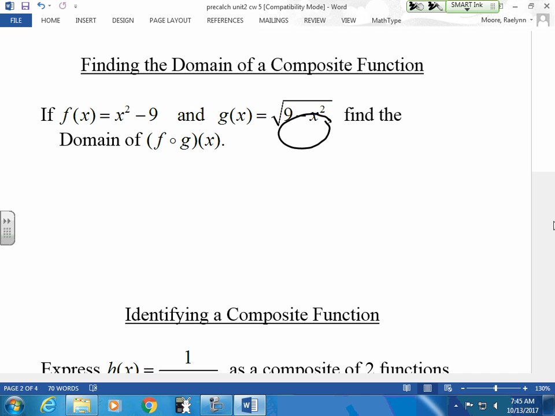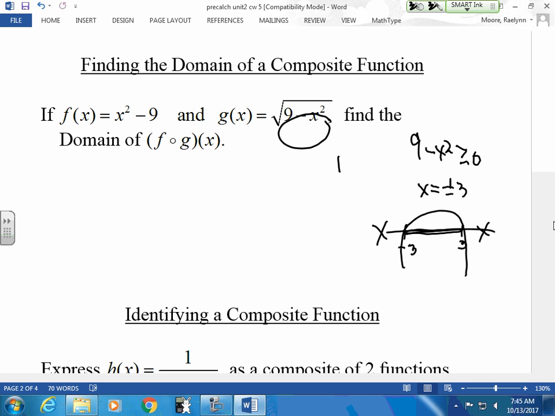This guy, under a radical, must be greater than or equal to 0. So I can't use from -3 to +3. Am I opening up or down? Down. I've got a negative. So I'm down here. So the only things I can use is here. I can't use here or here. So my domain says -3 to +3.